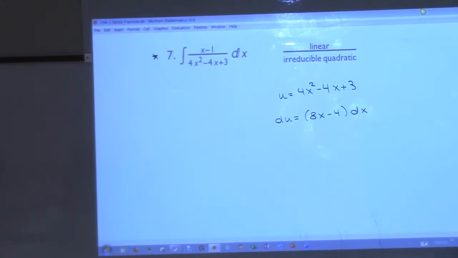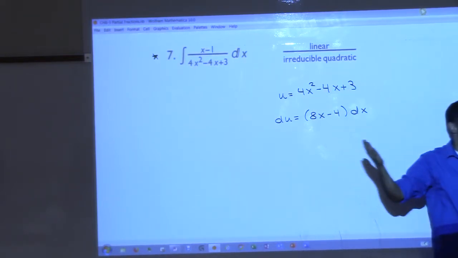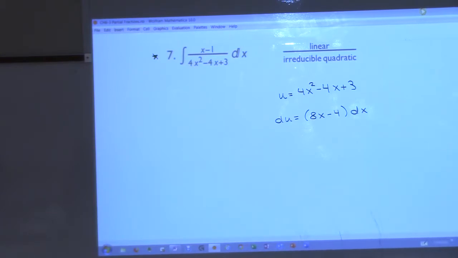If the numerator was 8x minus 4, we would be in business. Do you all agree? If the numerator was 8x minus 4, we would be in business, because then I'd have u, and then du would be up top, and we'd be done, right? So we're going to make it 8x minus 4. Okay? Here's how we're going to do it.